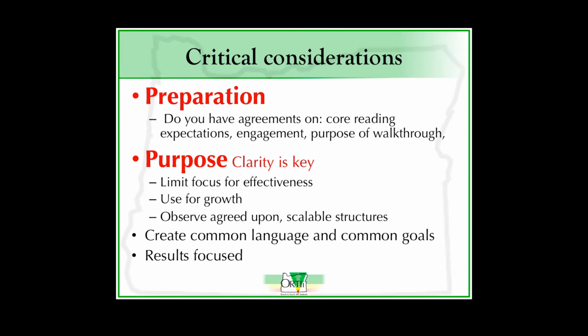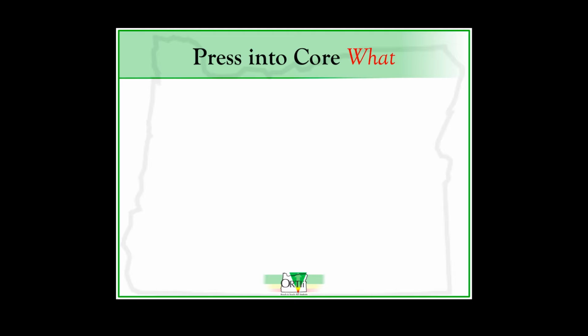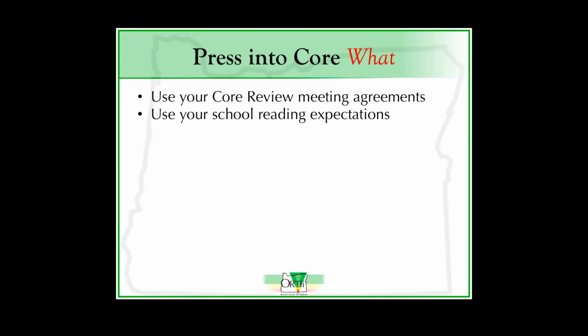The purpose of core review walkthroughs are for growth for adults learning from each other. The purpose is to observe agreed upon scalable structures. The purpose is to create common language and common goals, and walkthroughs are results focused. So let's talk more about what this is. When we have core walkthroughs, in this lens, we're pressing into core for reading. Use your core review meeting agreements. Use your school reading expectations. You're going to have to plan for subs and arrange materials.